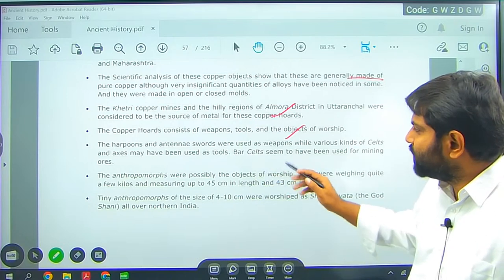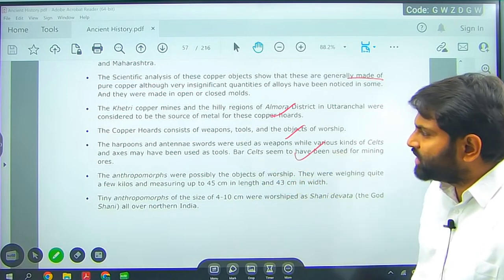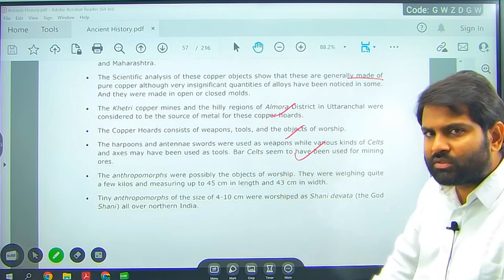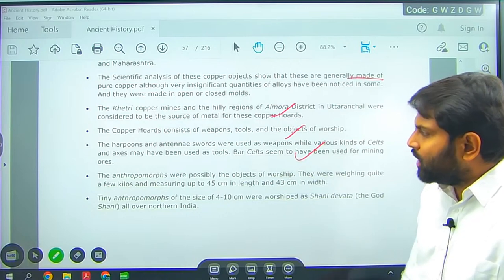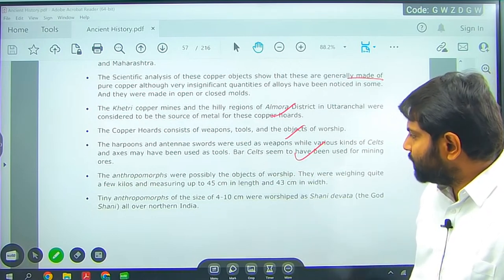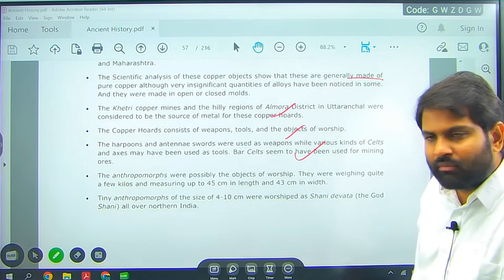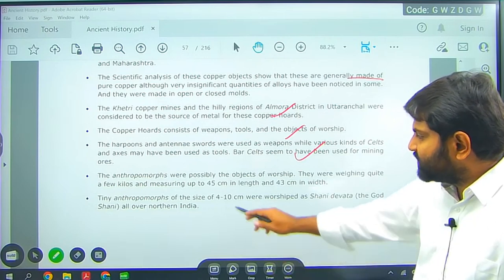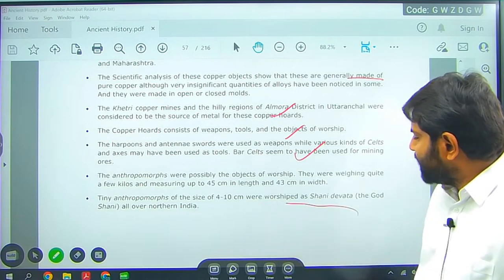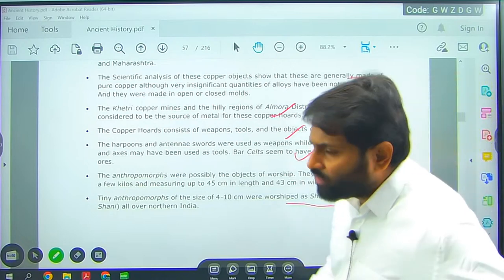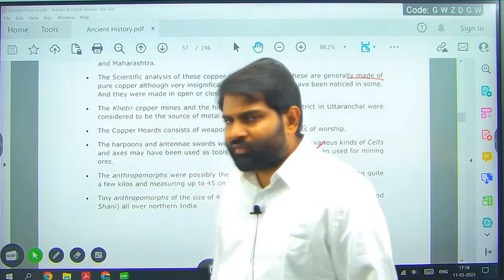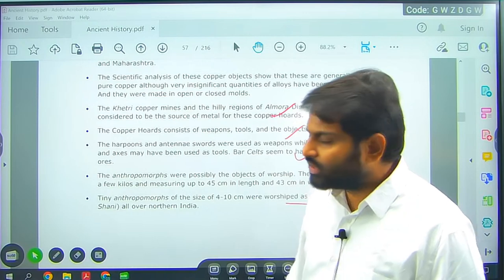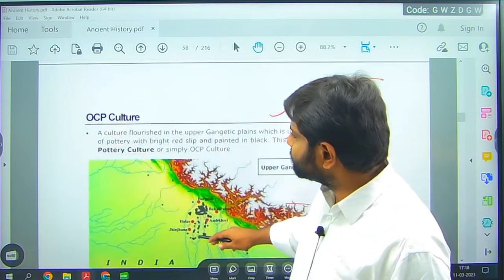Harpoons and antenna swords were used as weapons, while various kinds of celts and axes were also used as tools. Bar celts seem to have been used for mining ores, and bigger ones for metals. Anthropomorphs were possibly objects of worship, made of metal. Those of size 4 to 10 centimeters were worshipped as Shani Devata, the god Shani, all over North India even now. So we can see the traces of Mother Goddess, of Ganesh, of Shani, more or less.